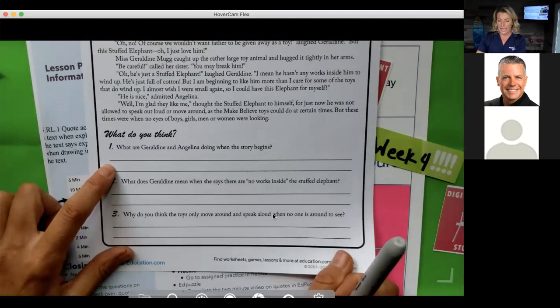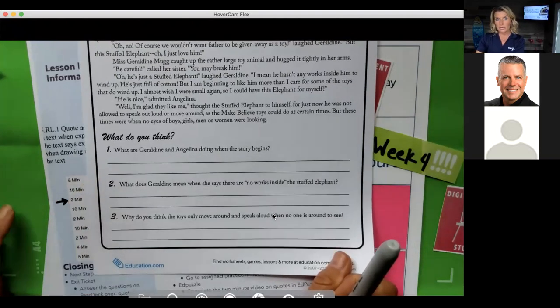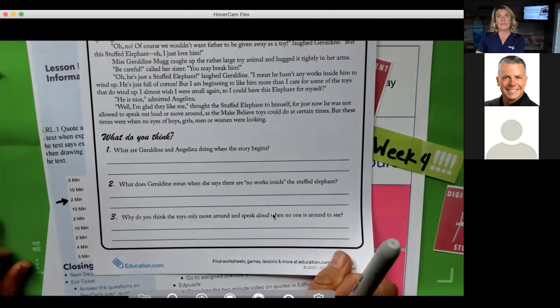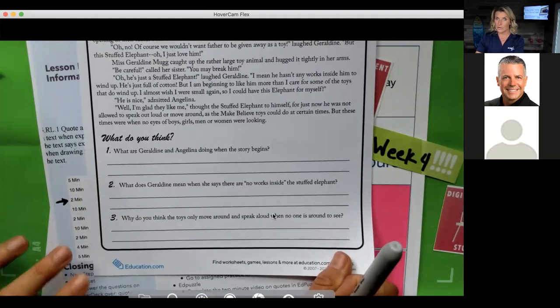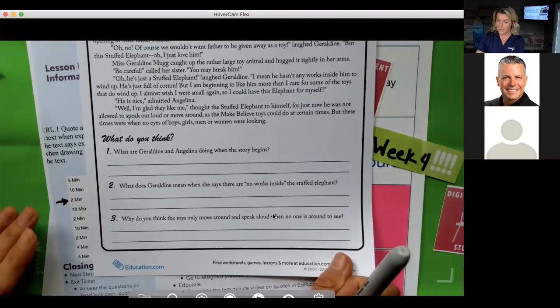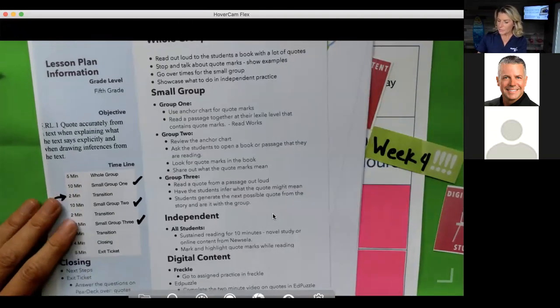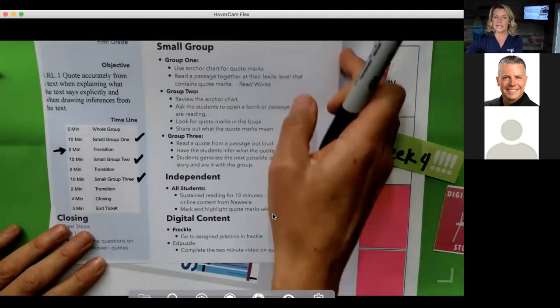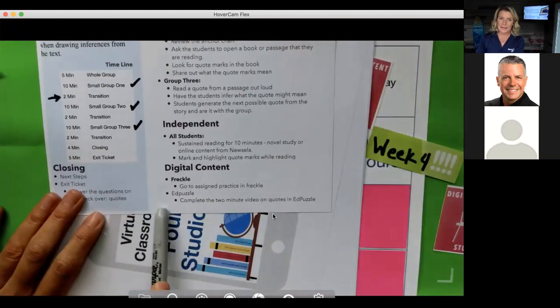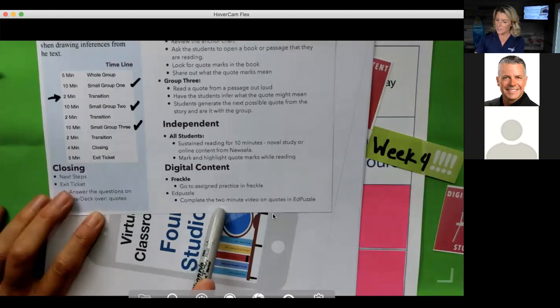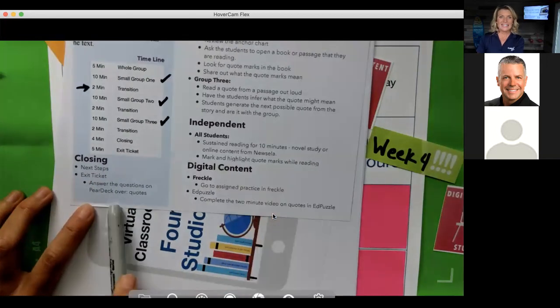I would also look at ReadWorks. ReadWorks has a bunch of fiction and nonfiction text that you can use in all Lexile levels, and it's all tied to standards. Finally, digital content. Here's where I would go for digital content. In digital content, I would tell them to go to Freckle, and then I would also have them go to Edpuzzle. My closing, again, Pear Deck. Now, if you don't want to use Pear Deck and you want to use Nearpod, completely fine. That works just the same.